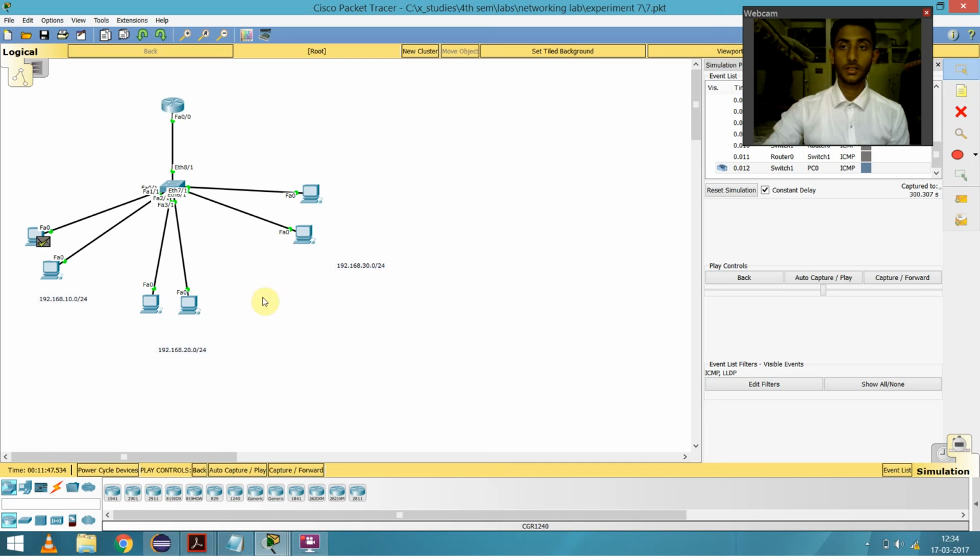So this is the VLAN configuration. We have configured inter and intra, and I have explained to you the difference between them. The difference is, in intra we cannot ping between the two networks, but in inter we can ping between the two networks. The involvement of the router is not there in case of intra.